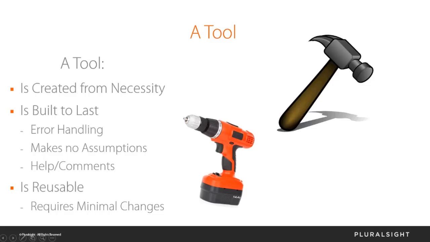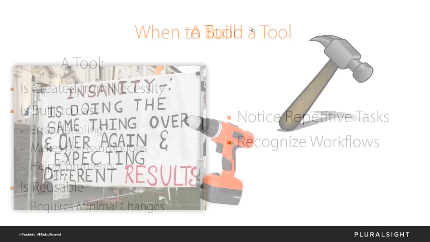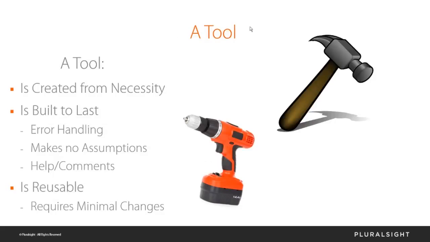And finally, a tool is reusable. Building a script with parameters is a tool-making behavior. Parameters allow you to change the behavior of the tool without having to modify anything in the script at all. You simply change a few parameters at runtime, and the script executes as it always does. You don't have to change anything in the script.